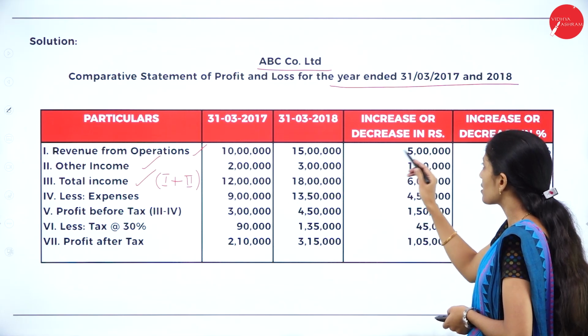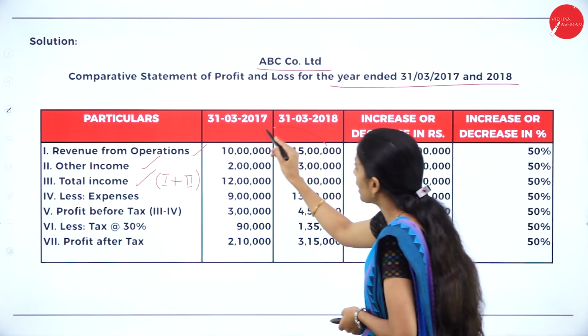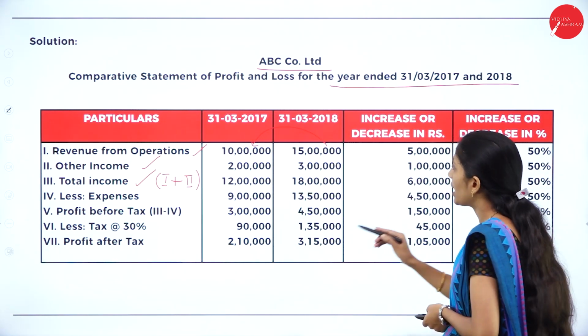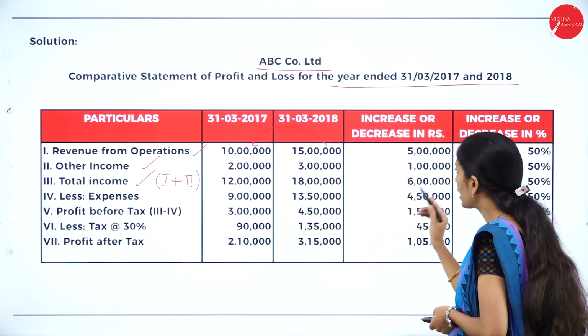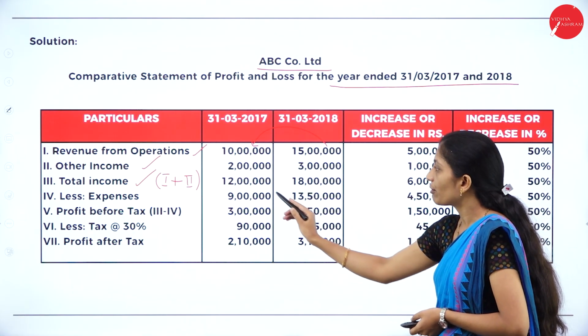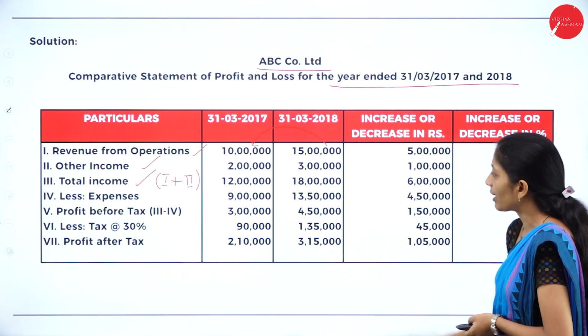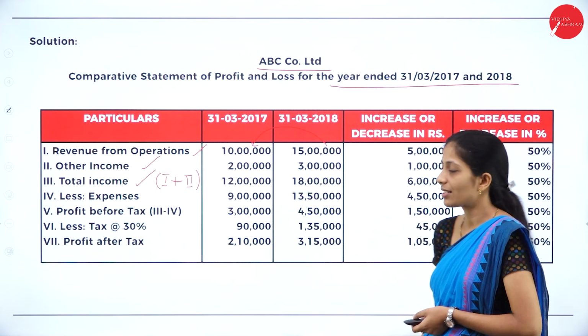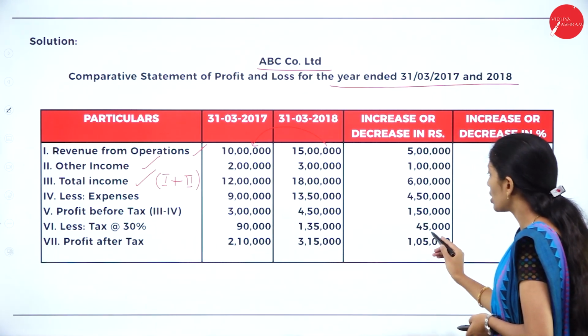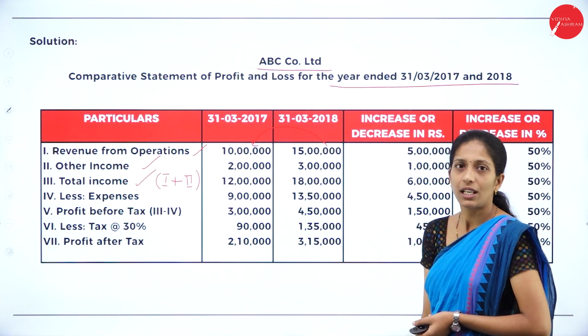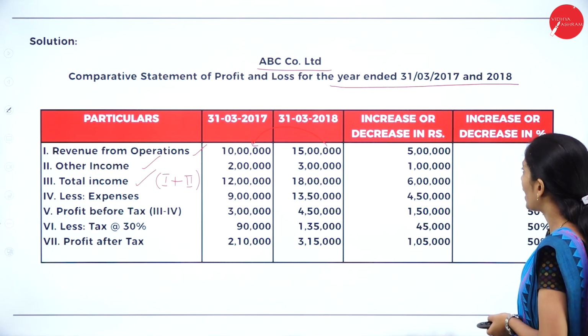Then how do you get increase or decrease in rupees? 15 lakh minus 10 lakh, that is 5 lakh. Next, 3 lakh minus 2 lakh, 1 lakh. 18 lakh minus 12 lakh, 6 lakh. 13 lakh 50,000 minus 9 lakh, 4 lakh 50,000. 4 lakh 50,000 minus 3 lakh, that is 1 lakh 50,000. 1 lakh 35,000 minus 90,000, 45,000. 3 lakh 15,000 minus 2 lakh 10,000, 1 lakh 5,000.